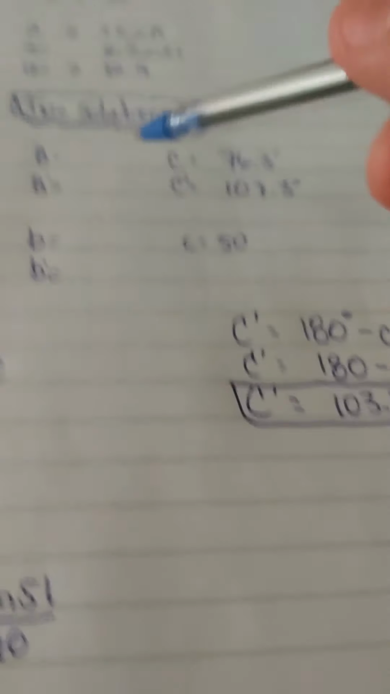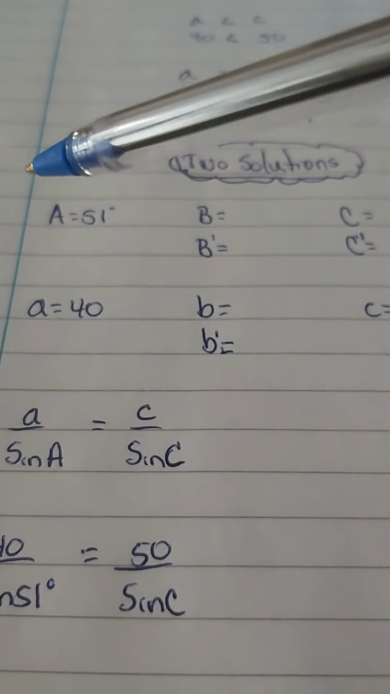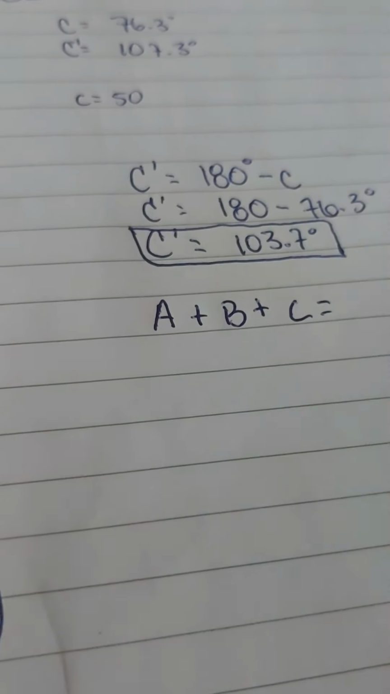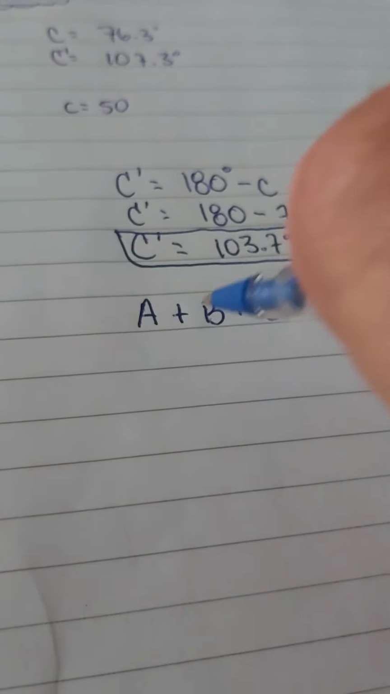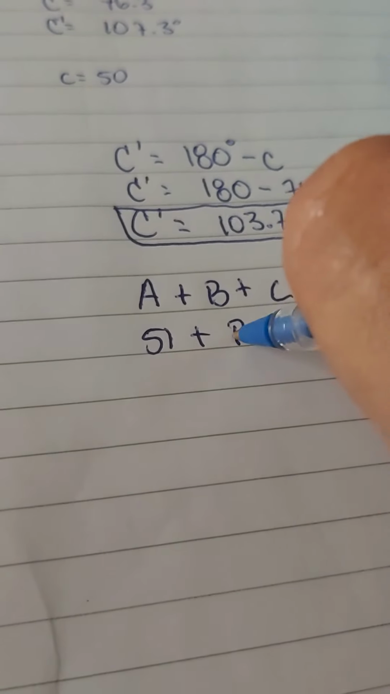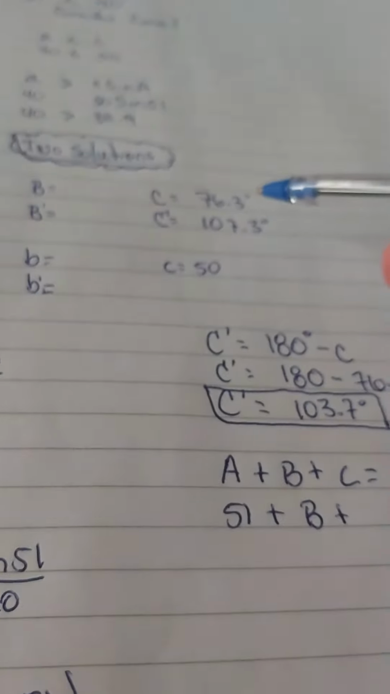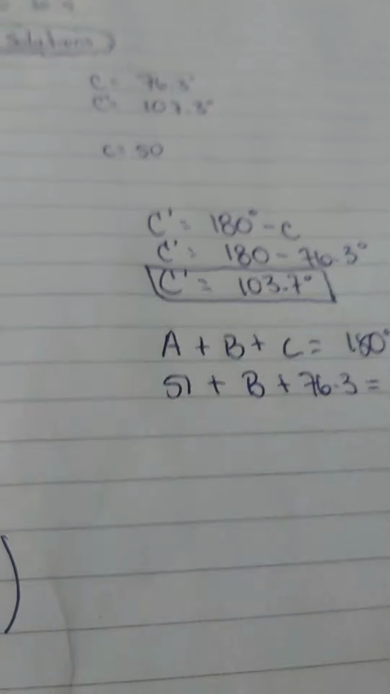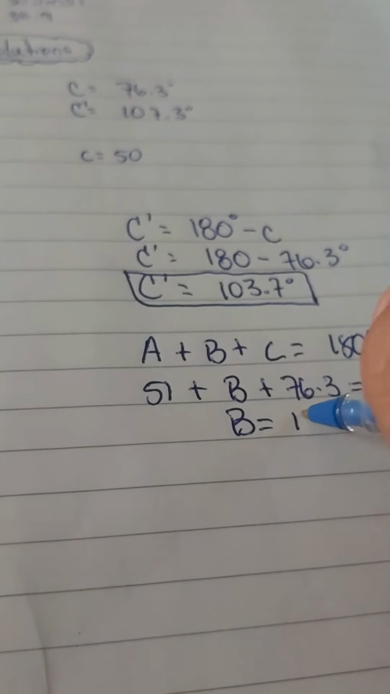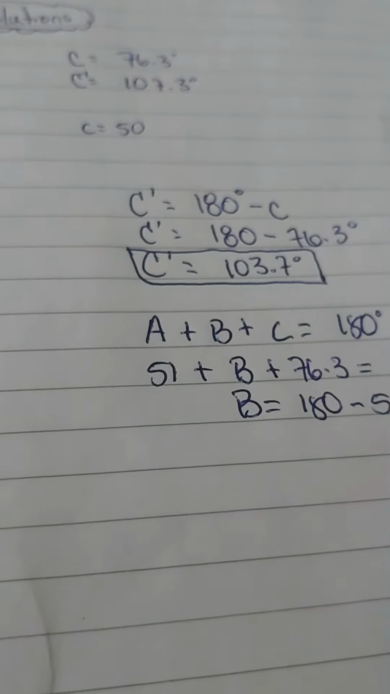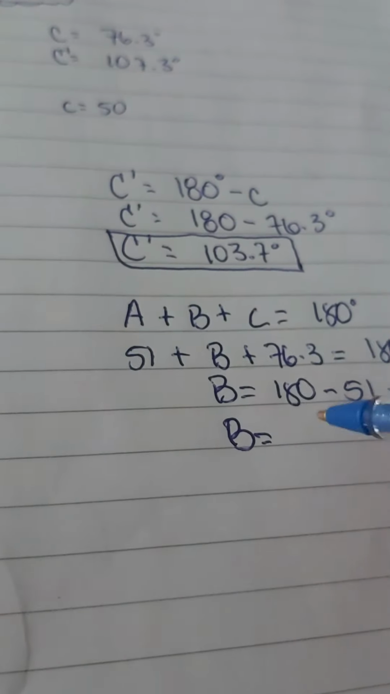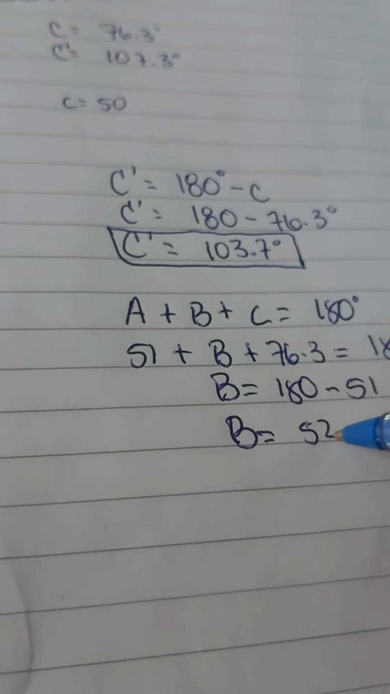Now notice that we can find angle B. We have two angles, angle A and angle C, so I can find angle B. We're going to use the triangle equation: A plus B plus C equals 180. So that would be 51 plus B plus the first angle C, 76.3, equals 180. So B equals 180 minus 51 minus 76.3. Angle B will be equal to 52.7 degrees.